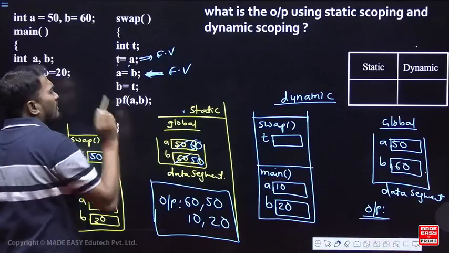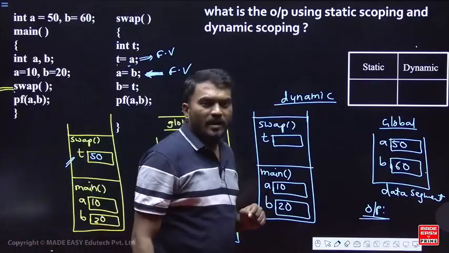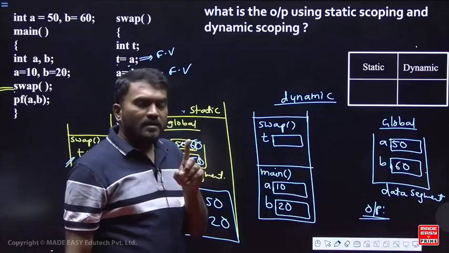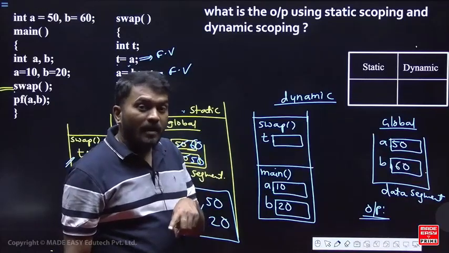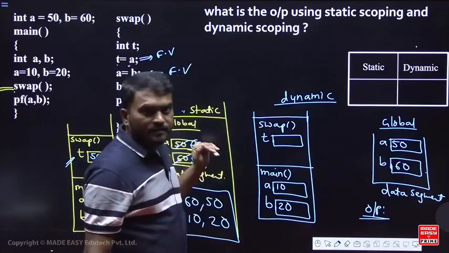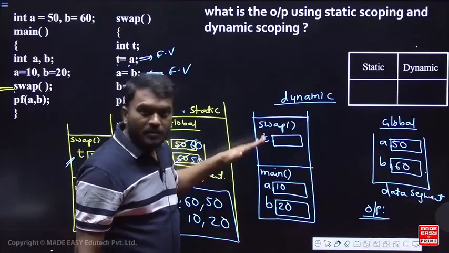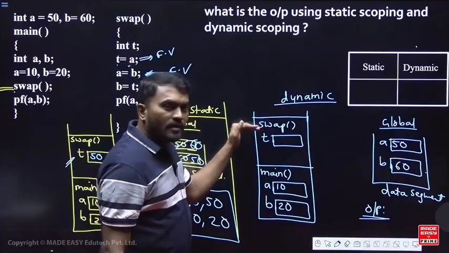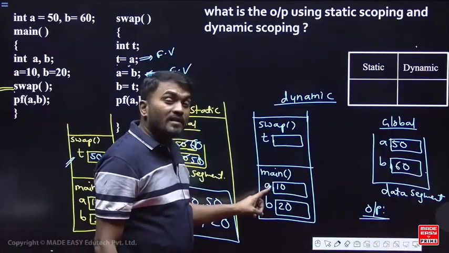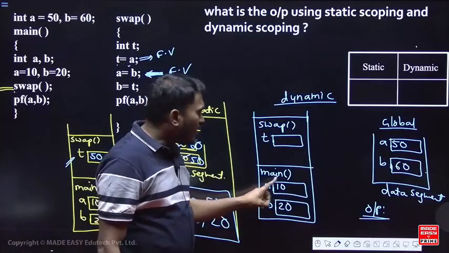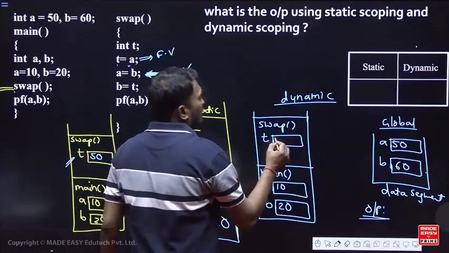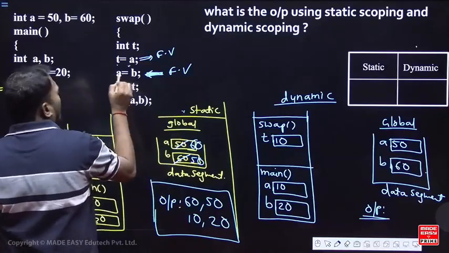Which variable a do you have to consider? I am following dynamic scoping. In dynamic scoping, free variables are resolved from the previous calling function. Okay, swap को कौन कॉल किया था? main कॉल किया था. So who called the swap function? Main. In the main, is the variable available? Yes. When will you say it is available? If it is declared. इसका डब्बा बनाया? Yes. Now what is the value of a here? 10. So 10 will be assigned to what? t. Very good.